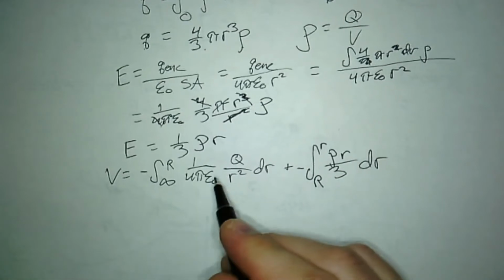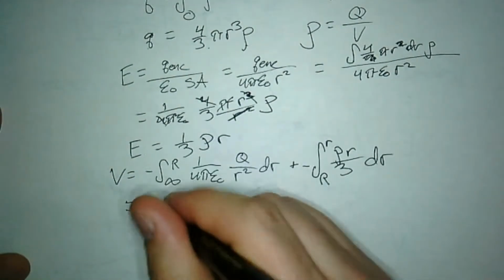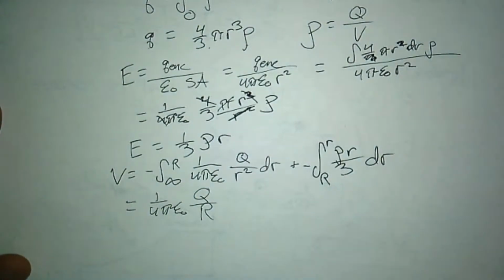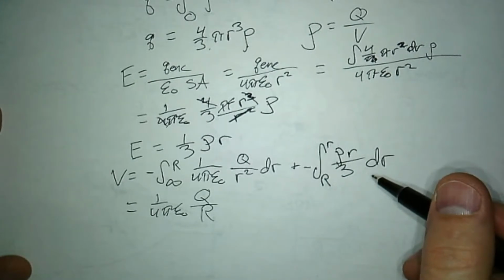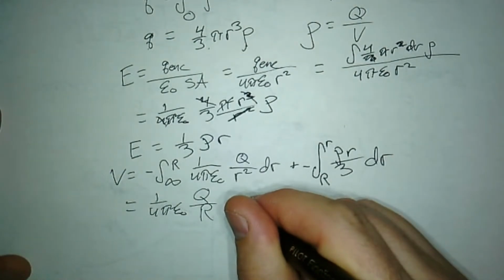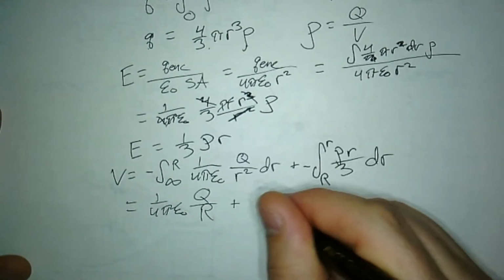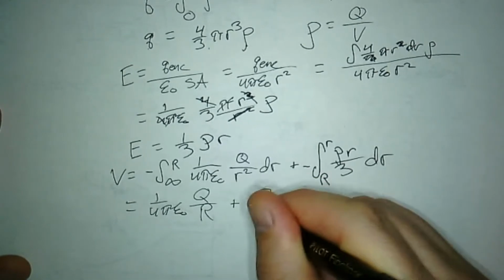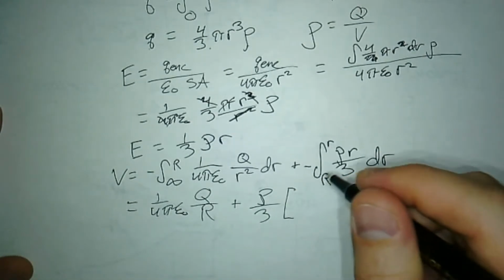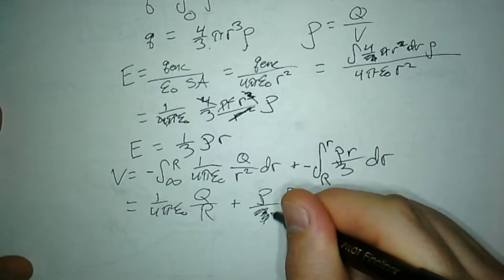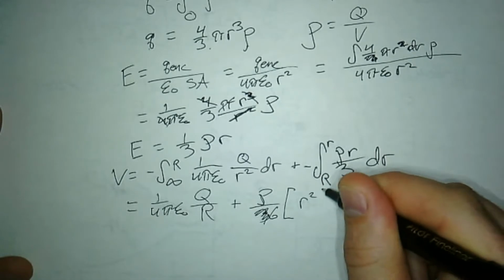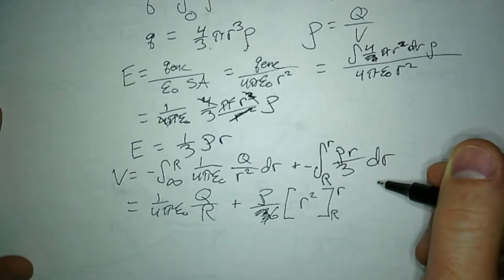All right, so let's go ahead and do this. We know this first integral, we know the result is going to be 1 over 4 pi epsilon naught Q over capital R. And we know that the integral over here, we're just squaring that, right? And bringing down a factor of 2, is going to be rho over 3 times, bring down a factor of 2, so let's make this a 6, and this is going to be r squared, evaluated from R to r.